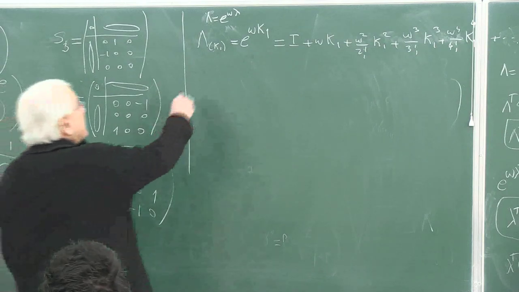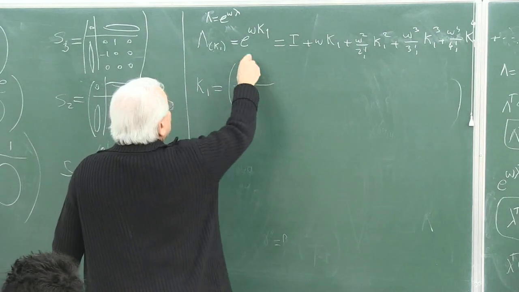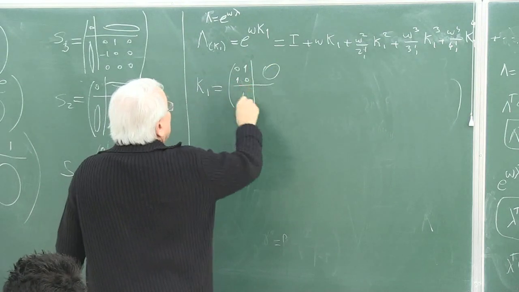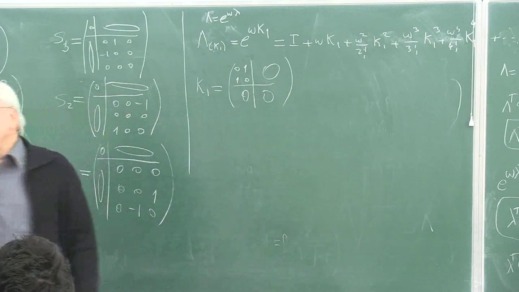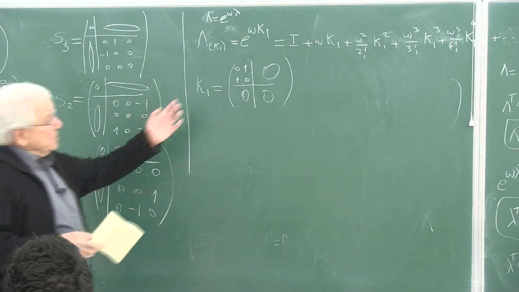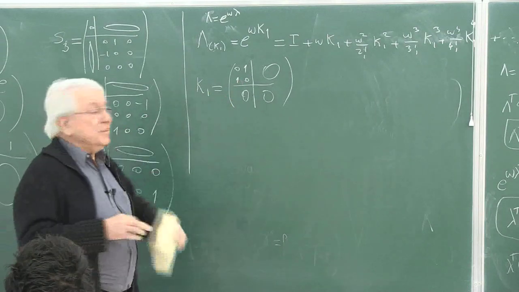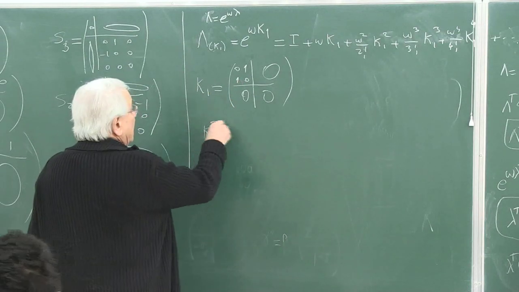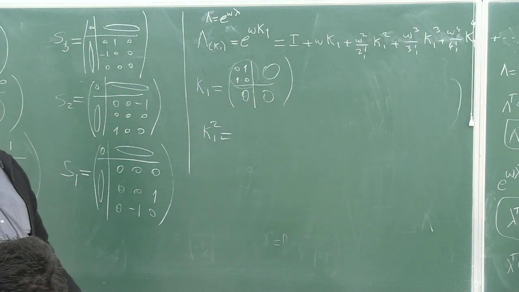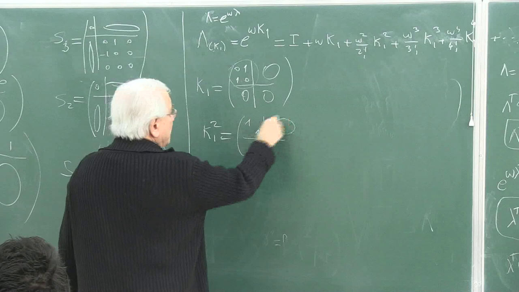Let's write the K1, it's easy, the K1 is rather aesthetically nice. I will write it in the following fashion, 0, 1, 1, 0, in the upper 0, 1 block. So I write this 4 by 4 block in terms of 2 by 2 blocks. The only non-trivial part is this one, 0, 1, and 1, 0. Dealing with this is easy. What is the K1 squared? K1 squared is just, everything happens in this upper block diagonal. The square of it is 1, 1 and 1, 0 and 0 and 0.